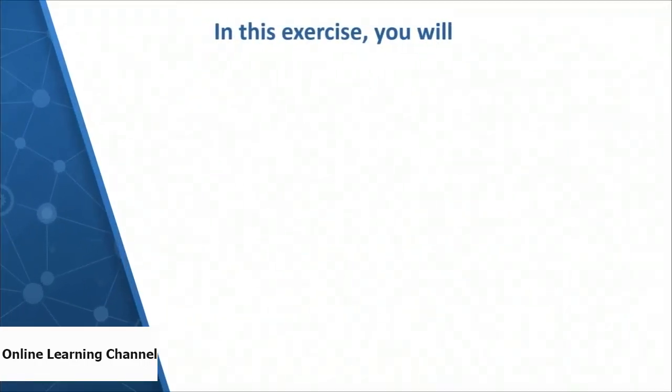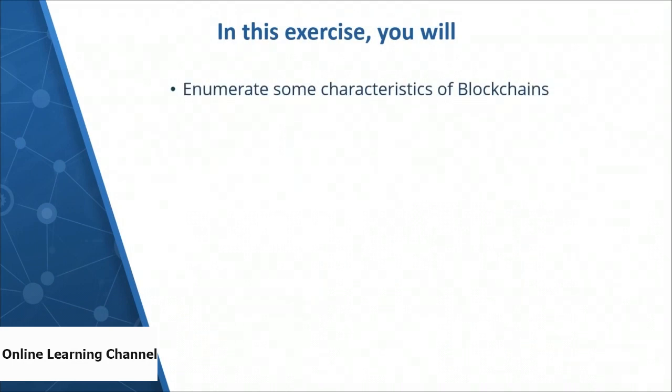In this exercise, you will first enumerate some characteristics of blockchains. We have covered during this course that blockchains can be used to store records across a number of different blocks which have been chained together in a sequence. In addition to that, there are various properties of blockchains which make them an ideal structure in which to store data in a transparent manner. You will need to recall what some of those characteristics are.